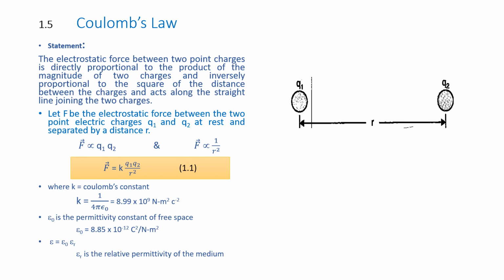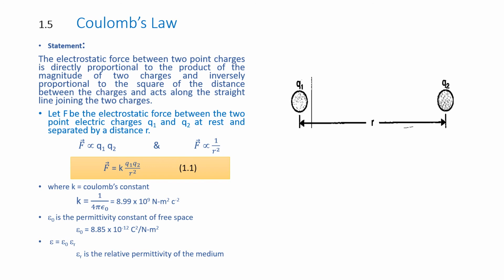So, let us repeat Coulomb's law. The statement: the electrostatic force between 2 point charges is directly proportional to the magnitude of two charges, that is F vector F is proportional to Q1 Q2 and inversely proportional to the square of the distance between charges, that is F is inversely proportional to 1 over r square.